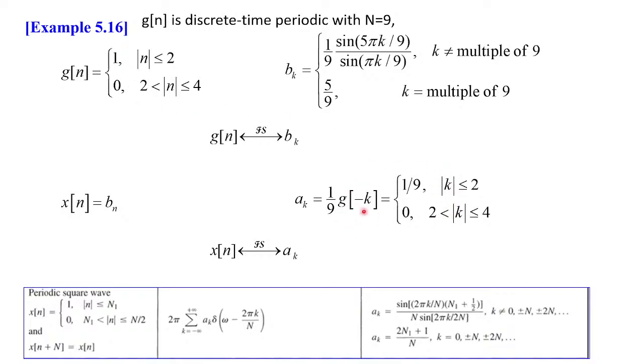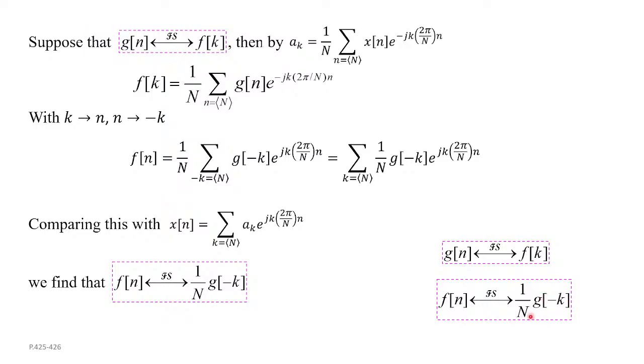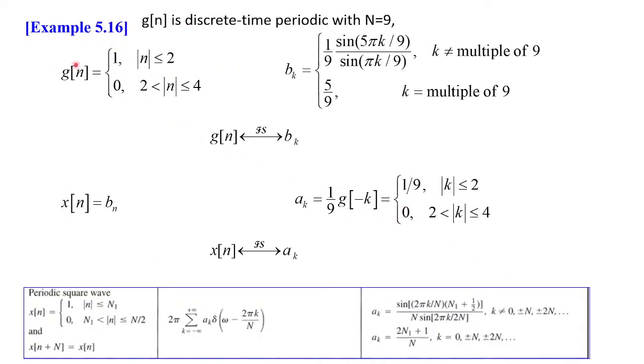Then we can see the frequency domain will just plug in the formula 1/N g of minus k. So this thing divided by 9. And the minus k doesn't do anything because it's an even function. Okay. And those two functions are also going to be a Fourier transform pair. Any question?